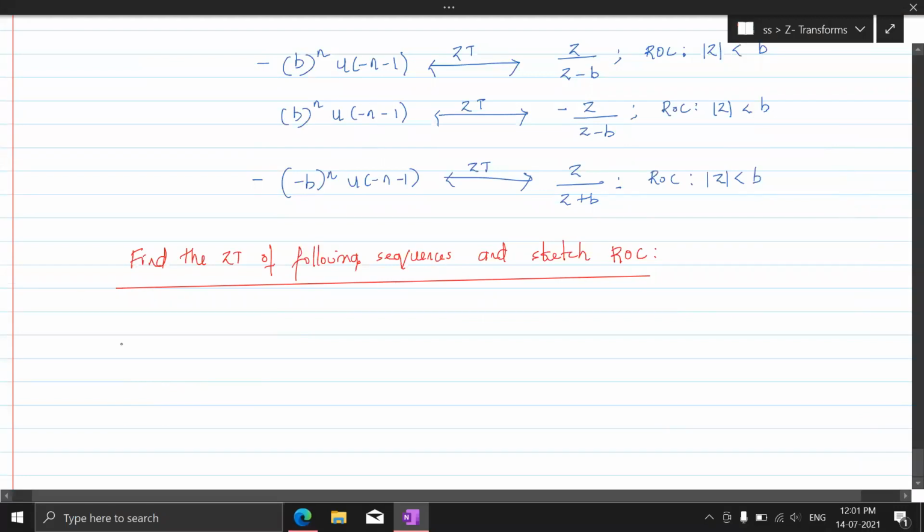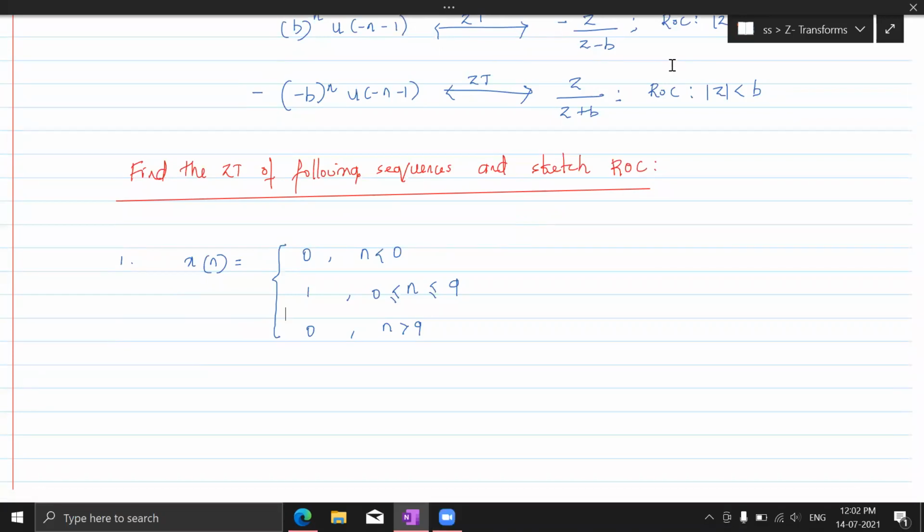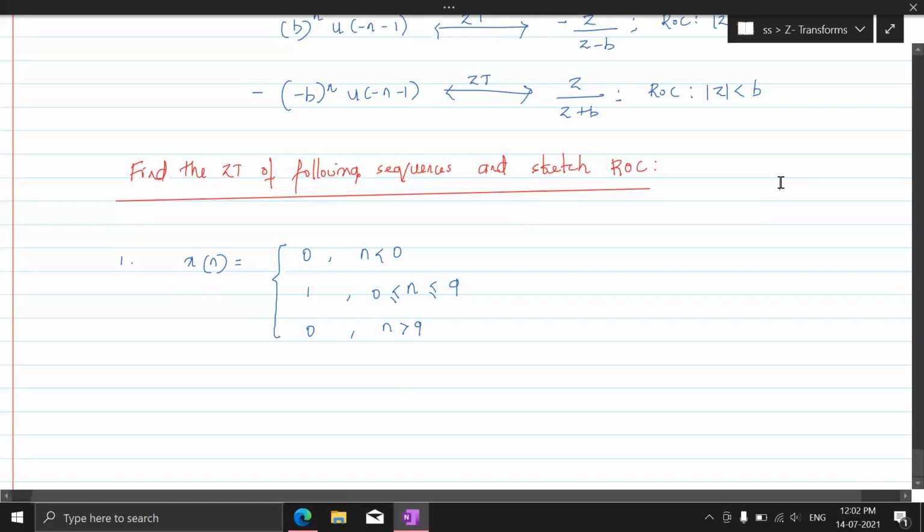The first problem that they have given us here is x of n equal to 0 for n less than 0. It's 1 for n greater than or equal to 0, less than or equal to 9. And it is again 0 for n greater than 9. So can you tell me the range of this signal? Anybody? Can you tell me the range of this signal? 1 from 0 to 9. Who will give me the range? Anybody? It's very clearly said there.